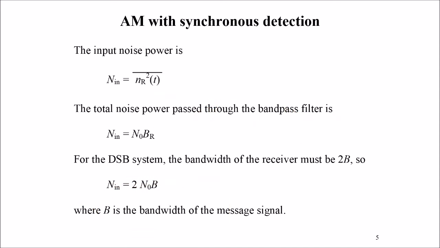The noise power that is passed through the bandpass filter, as we've already determined, involves N naught. The intensity, or the power spectral density, of the Gaussian white noise is N naught over 2, and it's passed through a bandpass filter with bandwidth B_R. So the total noise power is N naught times B_R, and since for double sideband the receiver has to have a bandwidth of twice the bandwidth of the message signal, we now have this expression: 2 times N naught times B, the input noise power.